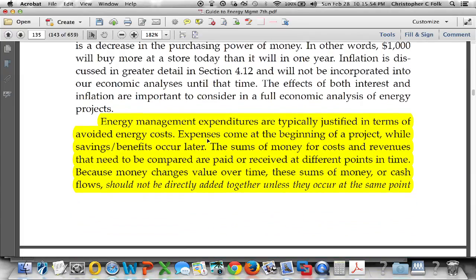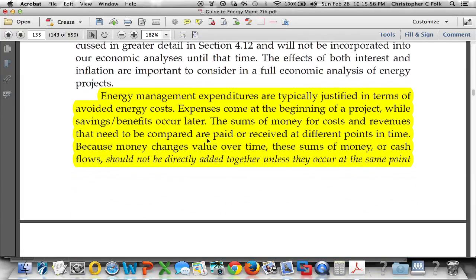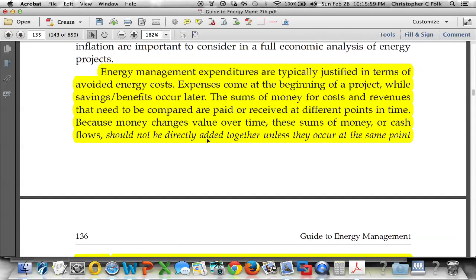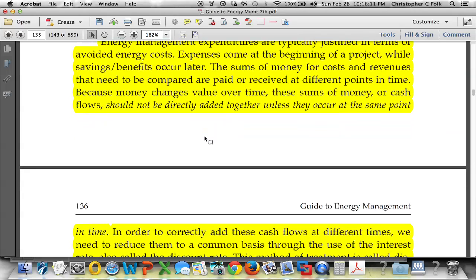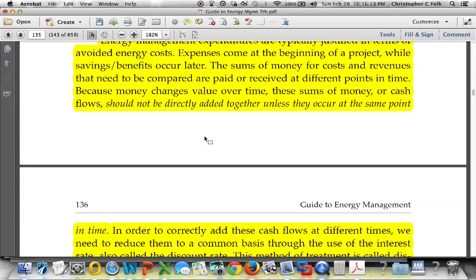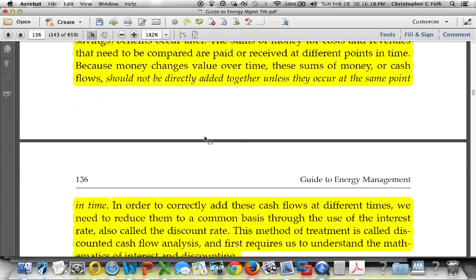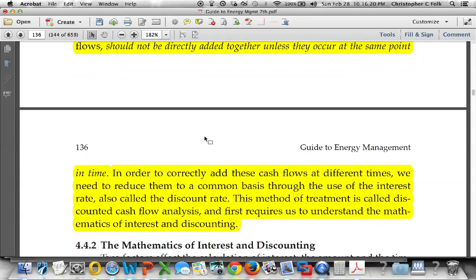So on page 135 of the textbook, I've got a couple things highlighted here. When we're trying to determine the value of money now compared to later, there are different ways to calculate that, and we should always make sure that the cash or money flows against time are not added directly together unless they occur at the same point in time. All right, what the heck does all that mean?